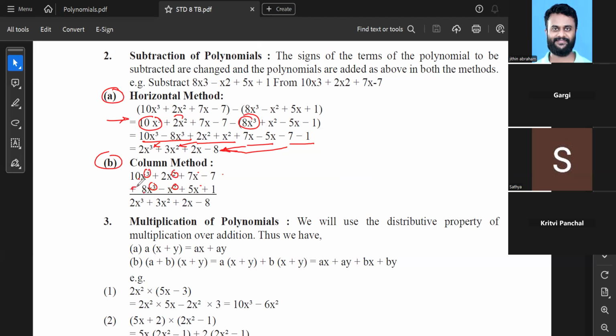Here the sign is wrong. This should have been subtraction. Great.